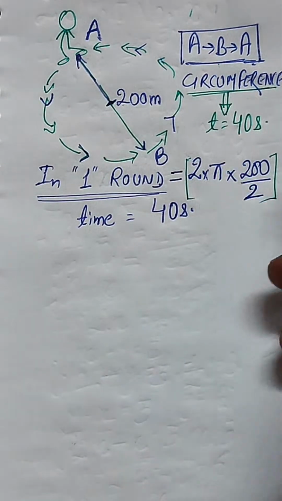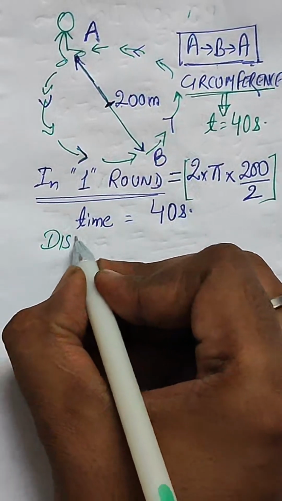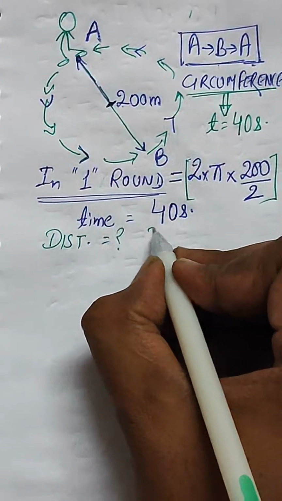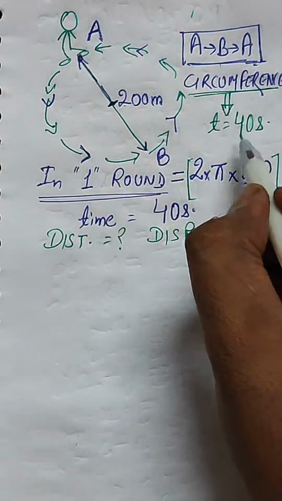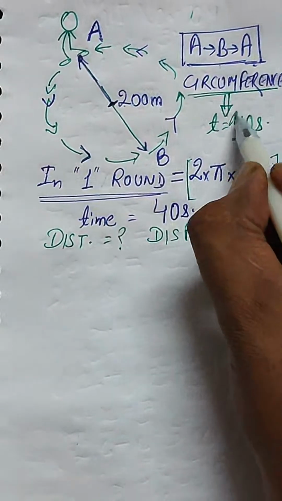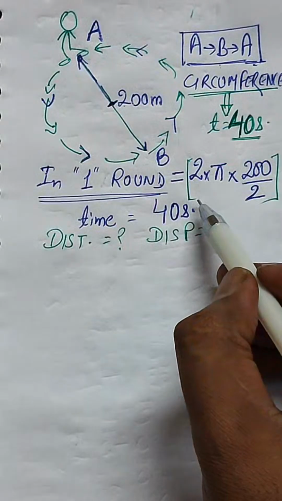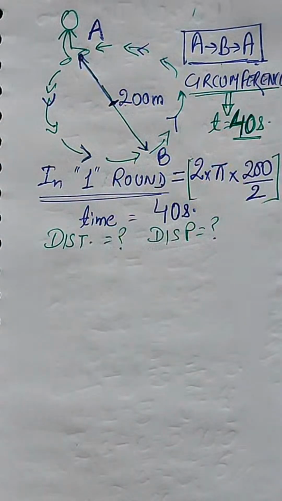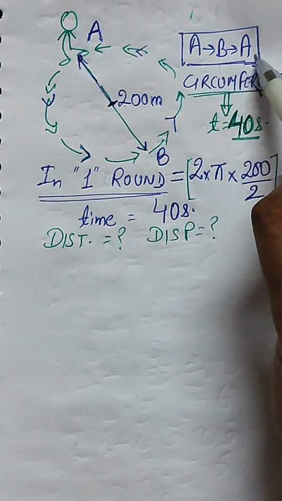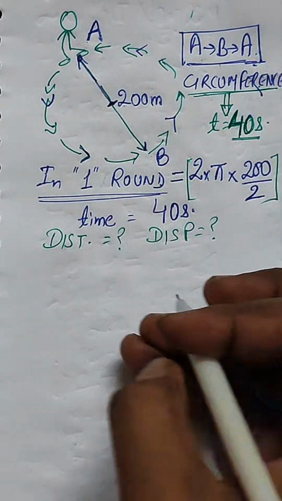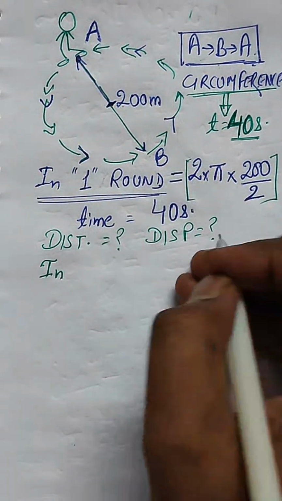Now at the end of 2 minutes 20 seconds, we need to find the distance and displacement. What's that? First of all, we need to understand that if in 40 seconds of time the athlete completes one round of this circular track, that means its circumference, that is A to B, then again to A. Here I mentioned that.